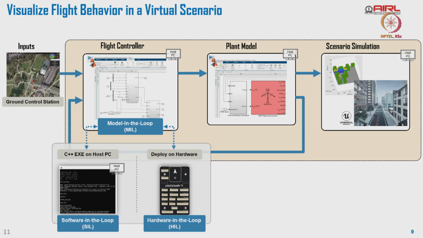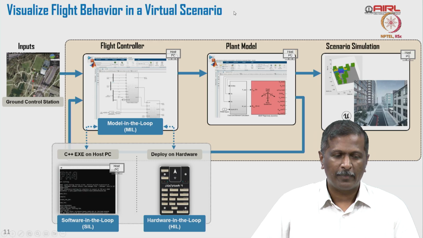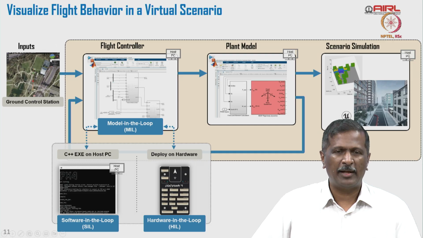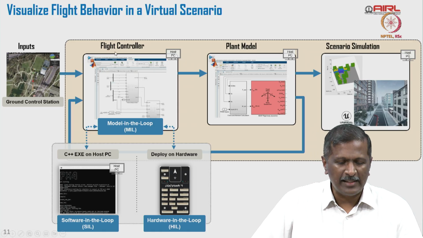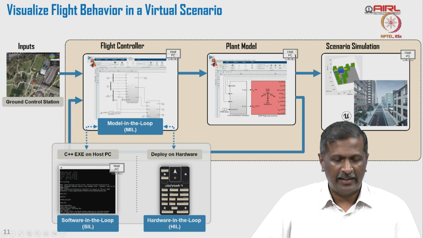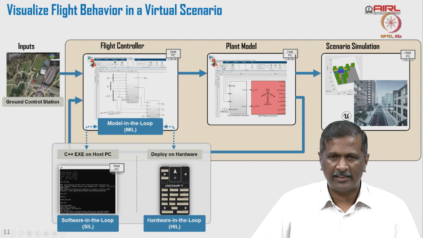One of the important factors is visualization. Visualization of flight behavior in a virtual scenario. So we talked about the input coming for a mission. I am defining it in my ground control system. The ground control system transfers the mission to your flight controller. That is basically a model in the loop. It takes that data and prepares necessary inputs needed, and the output of the flight controller is going to be your torque and thrust requirement, and that goes on to your plant model.